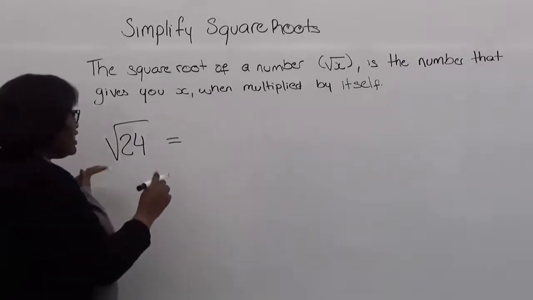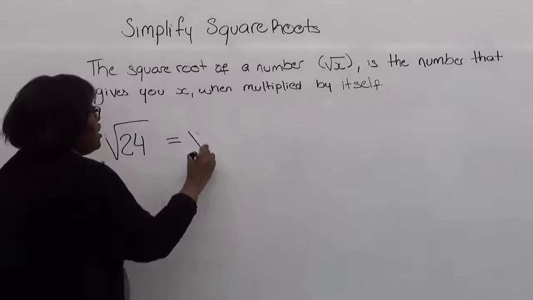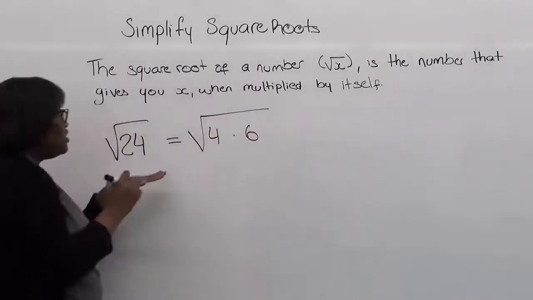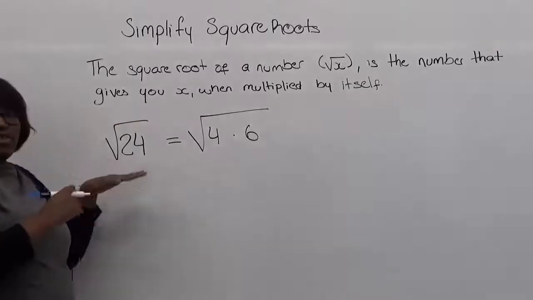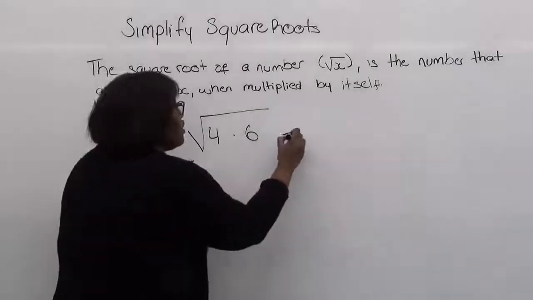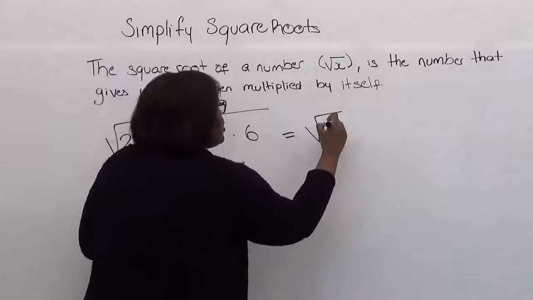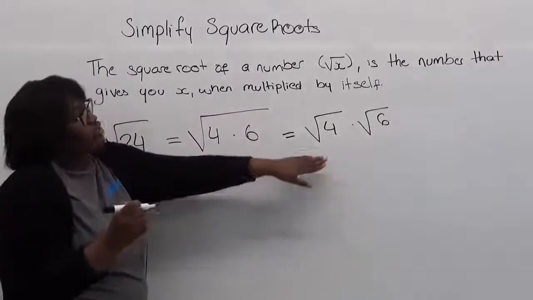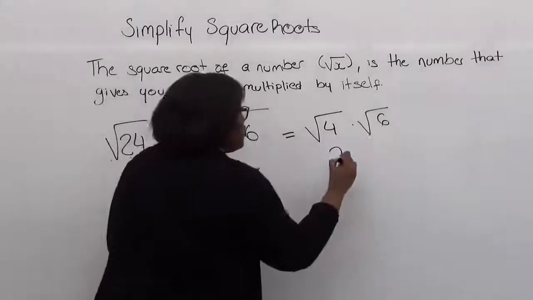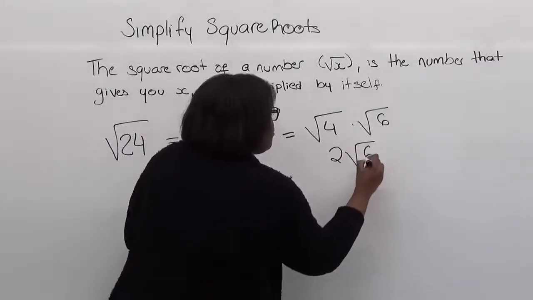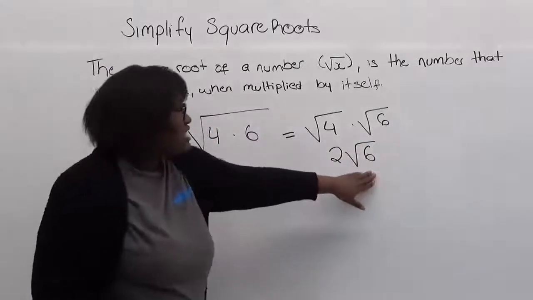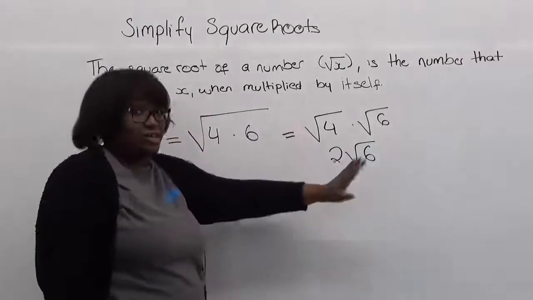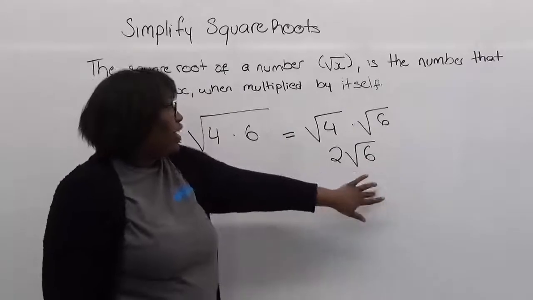So we will write this expression as the square root of 4 times 6, because 4 times 6 gives you 24. So we write this as the square root of 4 times the square root of 6. And since the square root of 4 would be 2, your answer is 2 radical 6. 6 is not a perfect square, and it does not have any factor that is a perfect square. So you leave it under the radical.